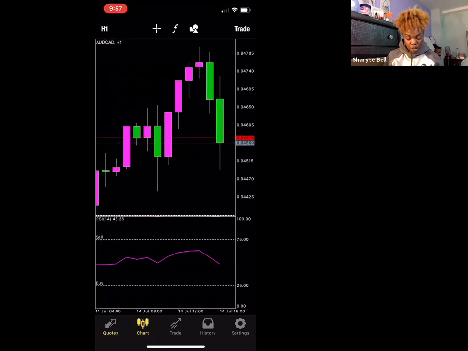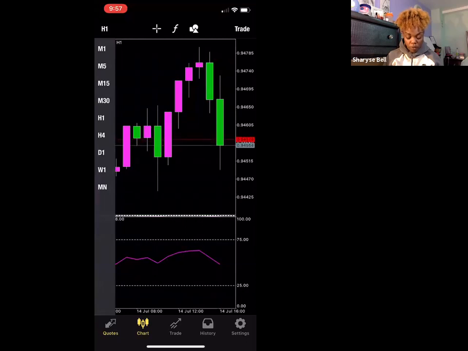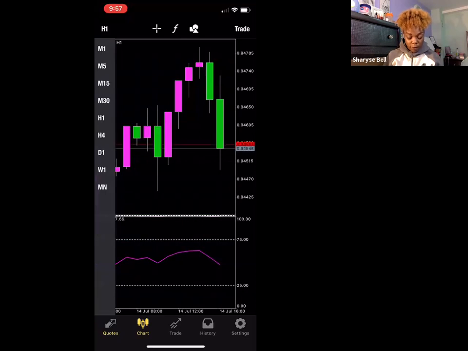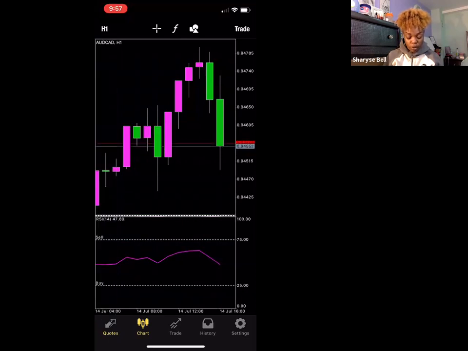And then you have H1, H4, which is hour 1, hour 4. Then you have D1, day 1, week 1, and then you have MN, which stands for month, okay? Now, what does that mean? Whatever time frame you are currently sitting on, so we are currently on the hour, every candlestick is going to represent that time frame. So we are on the hour time frame, so every candlestick is going to represent an hour, all right?